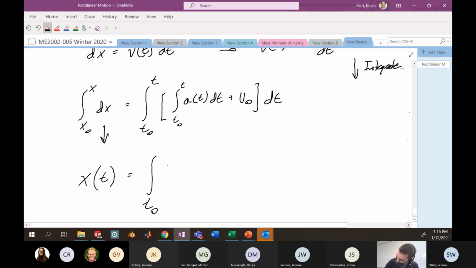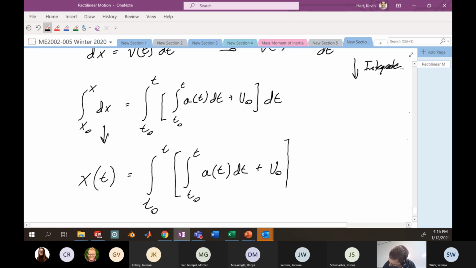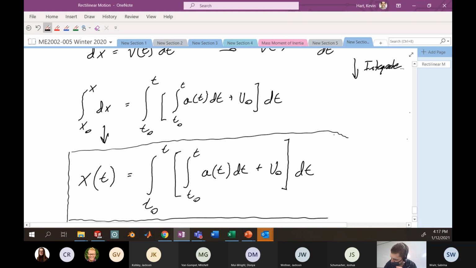Bit of a crazy looking situation here. And this would be your general expression for the position of my particle in one dimension as a function of time, given the acceleration as a function of time, some initial velocity condition, and some initial position condition.